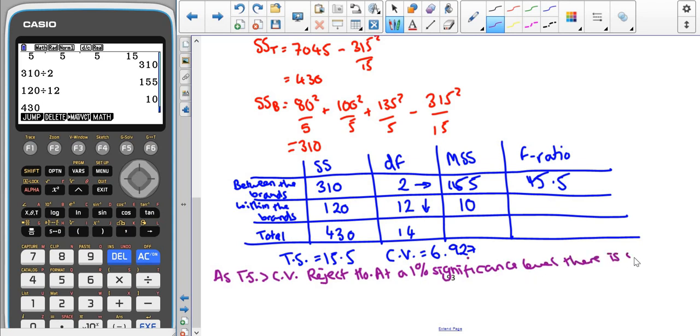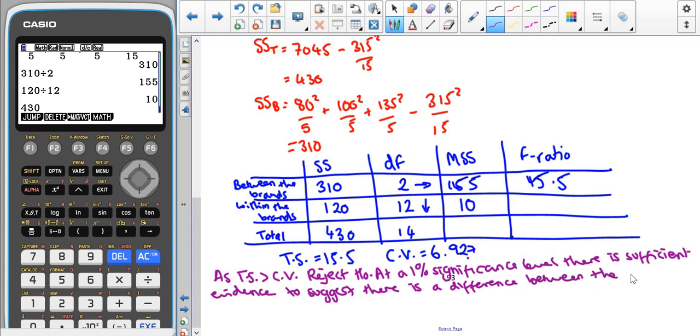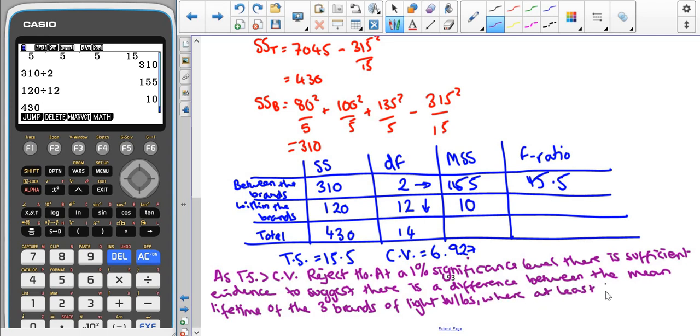There is sufficient evidence to suggest there is a difference between the mean lifetime of the 3 brands of light bulbs where at least 2 differ.